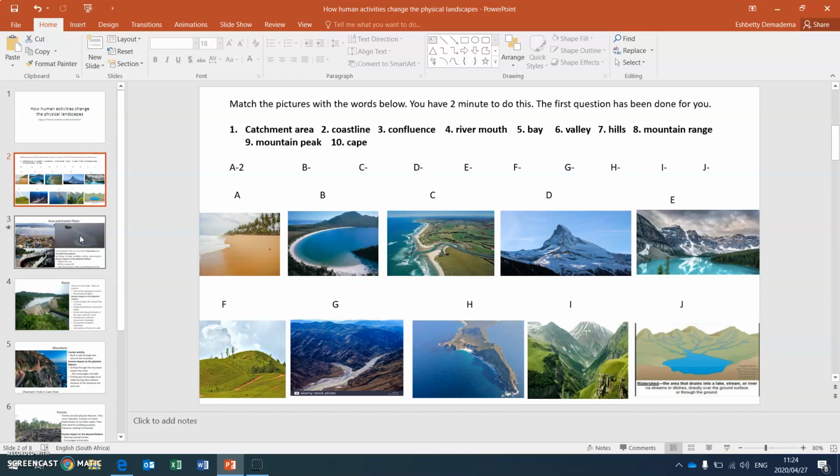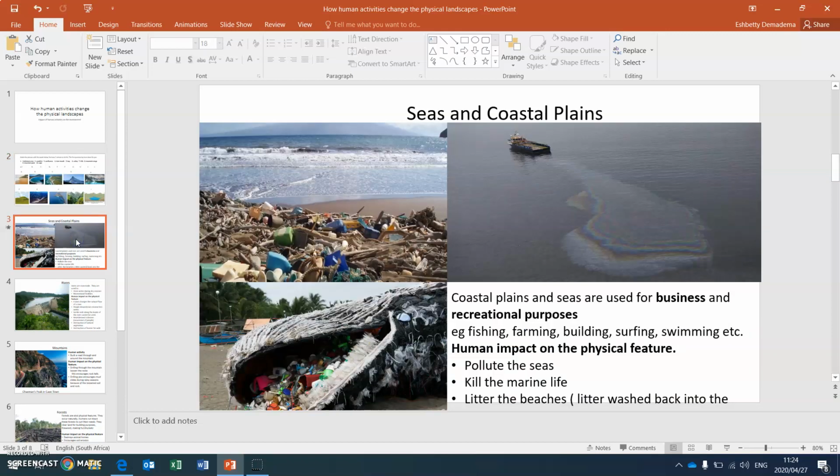Human beings are very, very creative, and they are constantly changing the environment and physical features to suit their own needs. However, as we change the environment and our physical features, problems arise. Okay? So problems start to arise due to us changing our physical features and the environment around us. Let us look at the next slide.